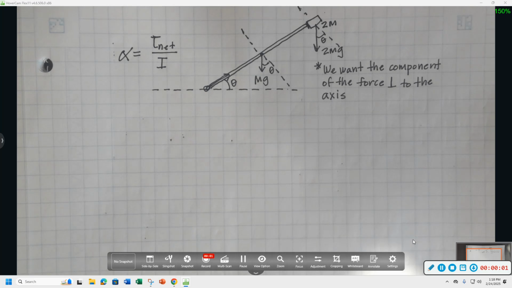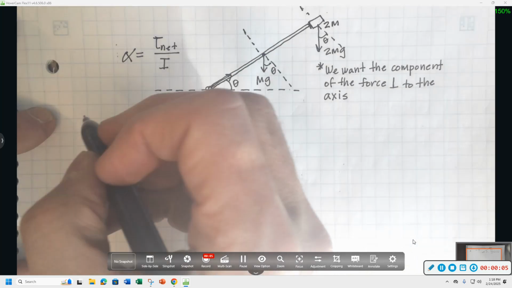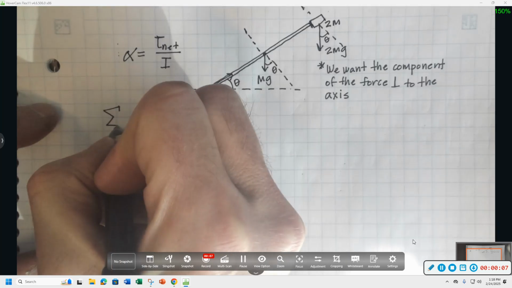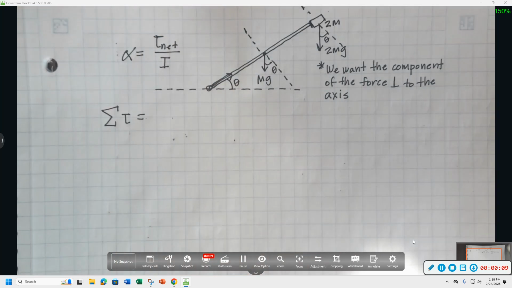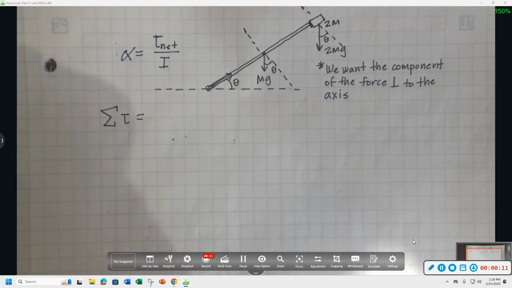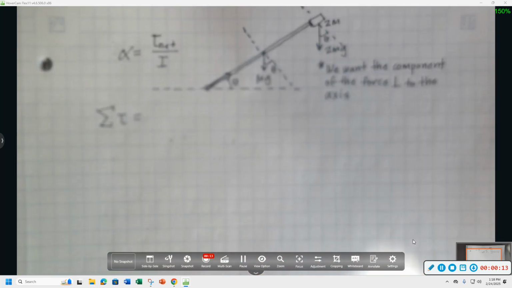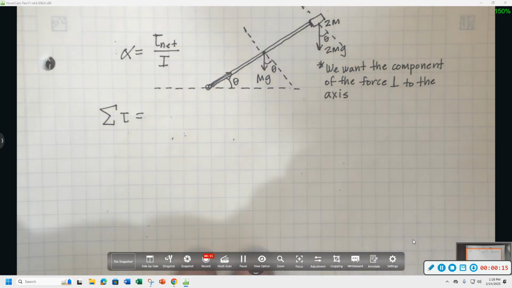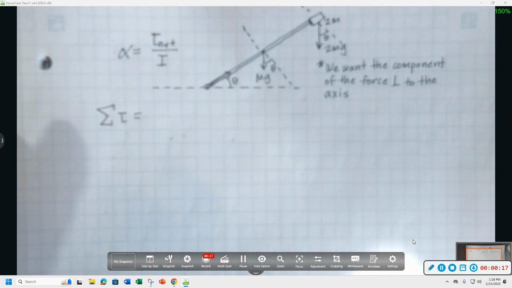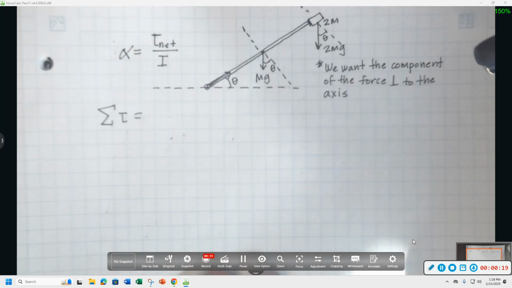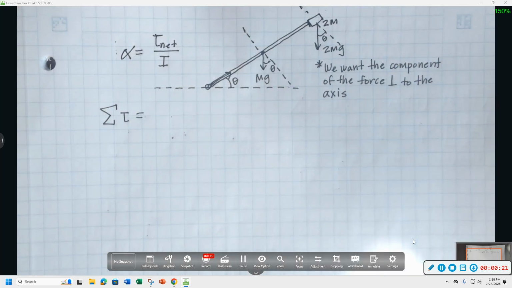All right, here we go. So we've got the sum of the torque. We have the mass of the rod. That is where? Center. Okay.